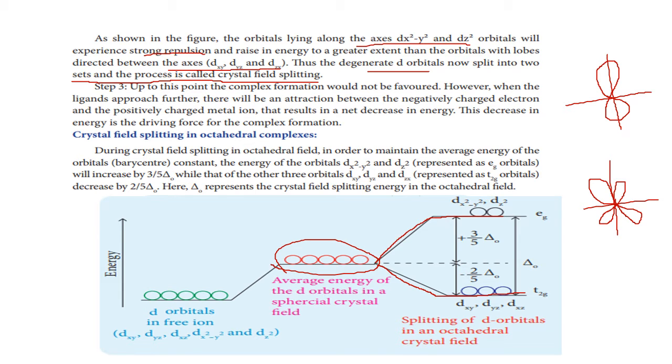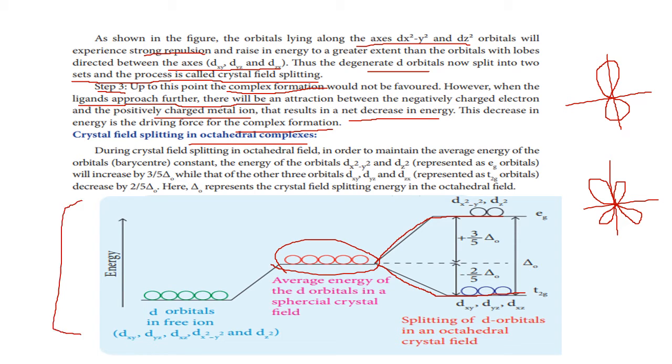Then step 3. Up to this point, there is no complex formation. Till now, there is no complex formation, but when the ligands approach closer, there will be attraction between the negatively charged ligand electrons and the positively charged metal ion. This results in a decrease in energy. This decrease in energy leads to complex formation. This is a simple step. Just understanding is necessary.